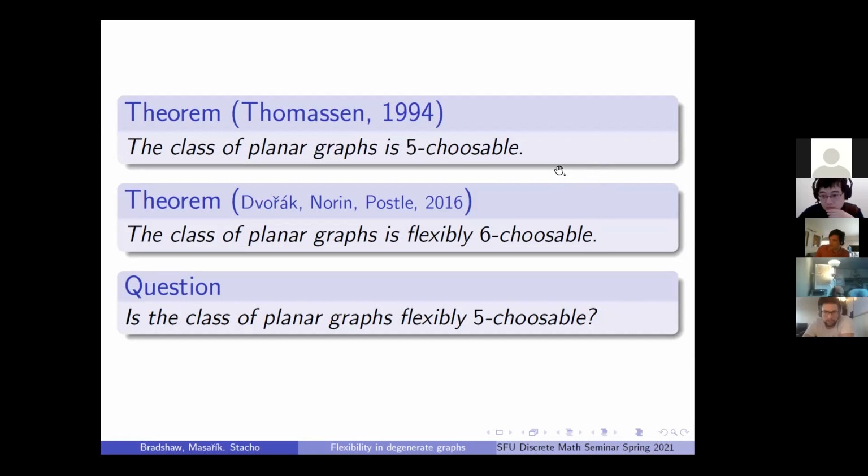Or for example, if you have a graph where you can draw it in the plane and it has crossings, but the crossings are far apart, then those graphs are still 5 choosable. So my point here is that Thomason's result has been shown to have a little bit of room for improvement. So it's natural to ask, can we show that planar graphs are not only just 5 choosable, but can we show that they're flexibly 5 choosable? And in this original paper on flexible list colorings, the authors show that planar graphs are flexibly 6 choosable, but the question of whether or not they're flexibly 5 choosable is still wide open. And it would be very interesting to answer this question, but it seems to be too hard for current methods.